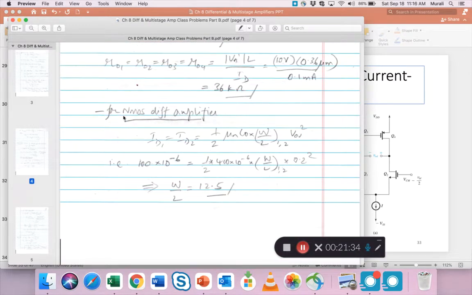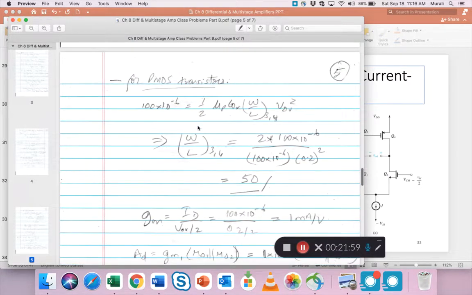Now, for the NMOS differential amplifier, which is the bottom two transistors, ID1 equals ID2 is this formula with the VOV, and the W by L is now for the 1 and 2 transistors. So using this formula, you can calculate W by L. Here you use mu n COX of 400.